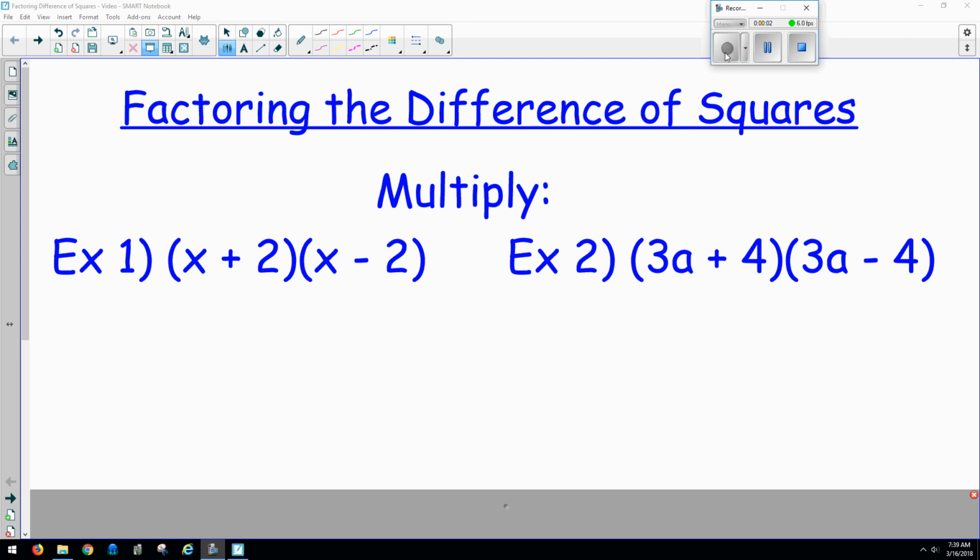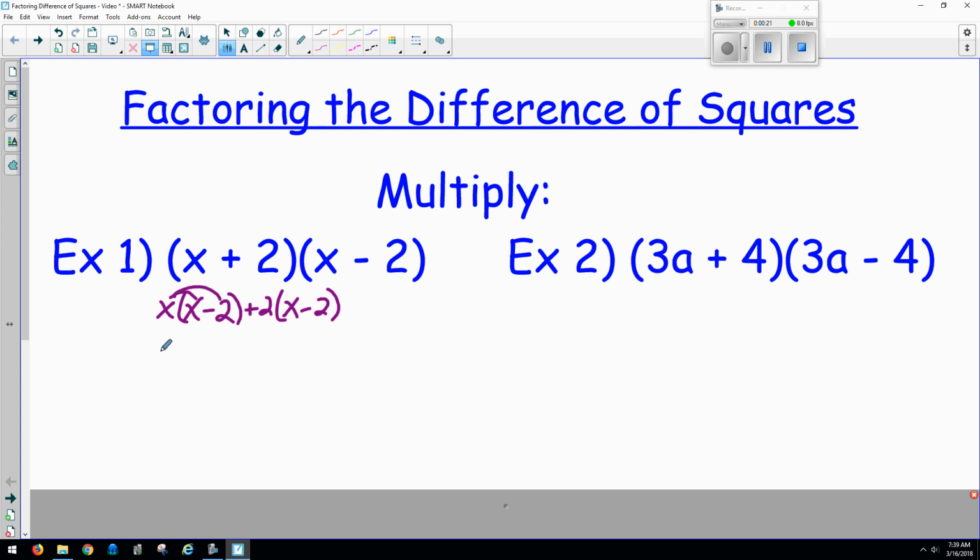Today we're talking about factoring the difference of two perfect squares. We're going to start off by multiplying these sets of binomials here. So here we're going to do double distributive. We're going to take x multiplied by x minus 2 plus 2 times x minus 2.